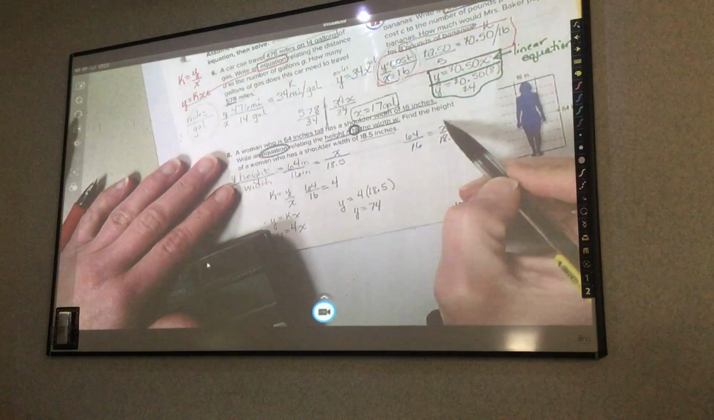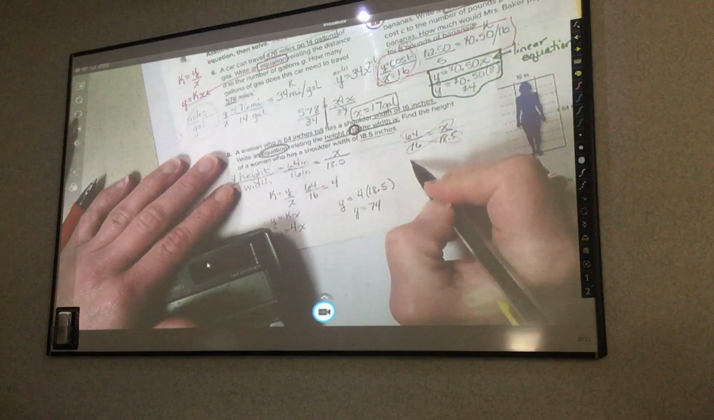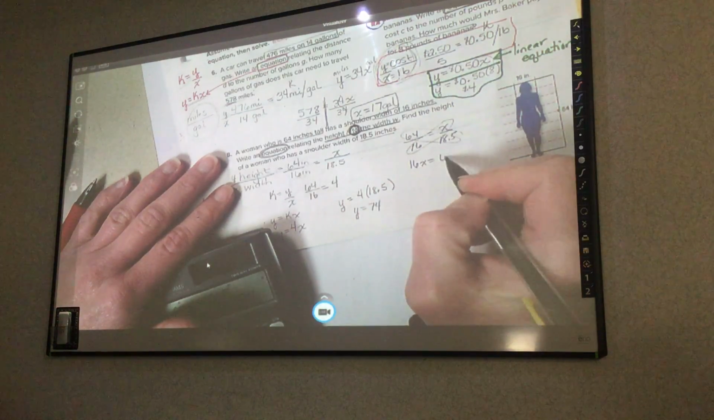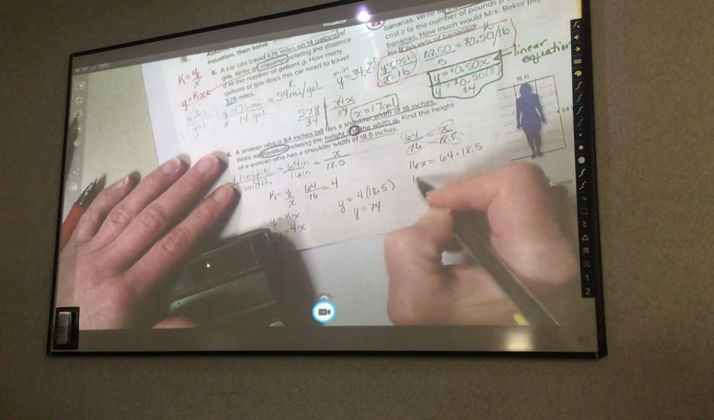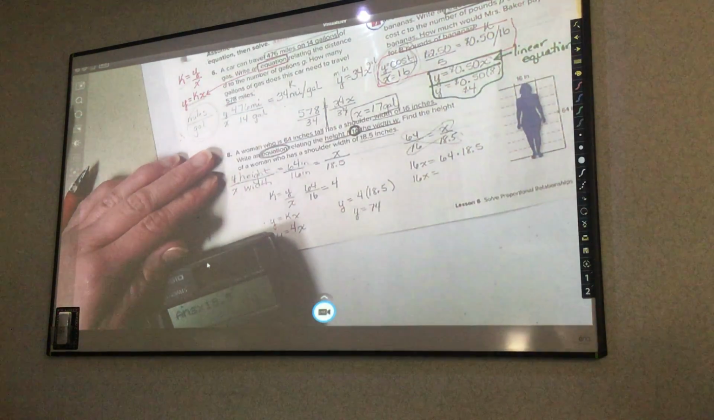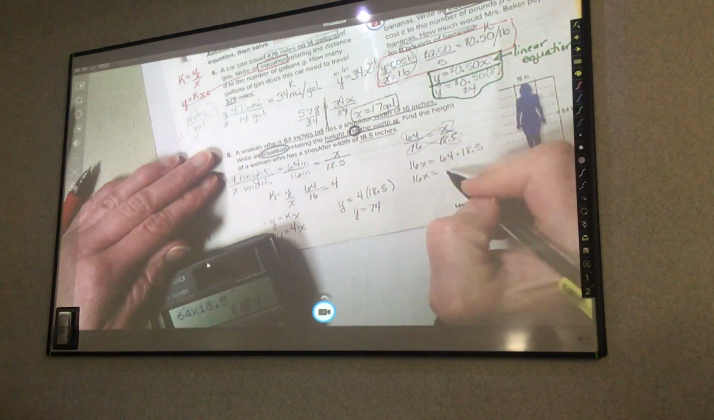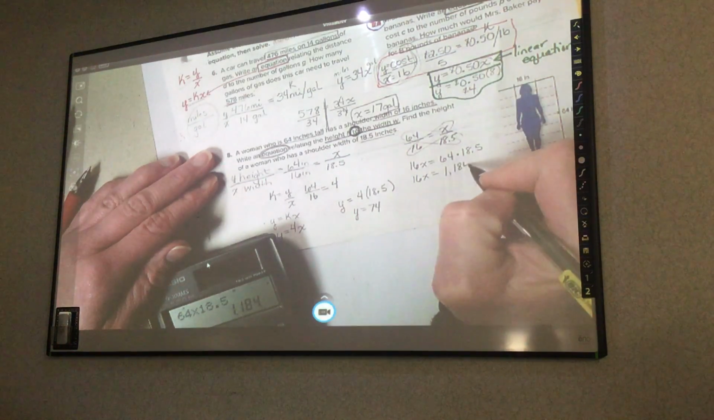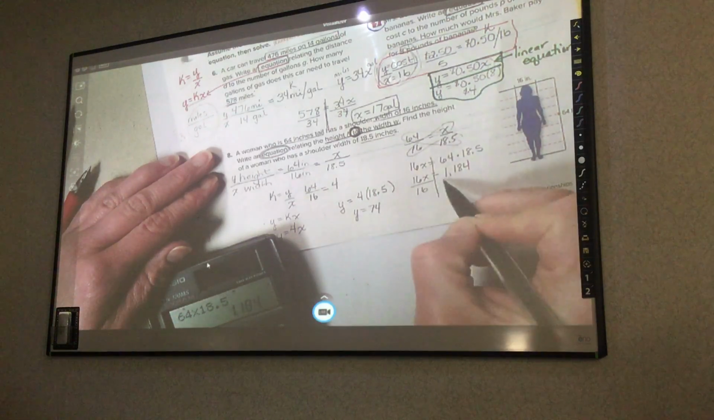Solve this using the cross product. So I have 16x equals 64 times 18.5. I need to put it in my calculator: 64 times 18.5, which is 1,184. To solve for x, I divide by 16.